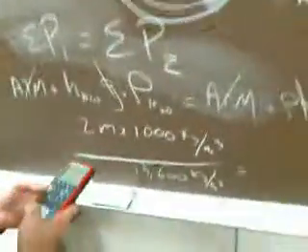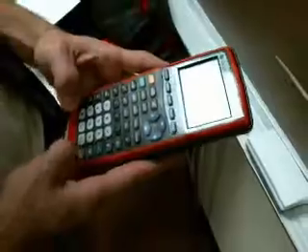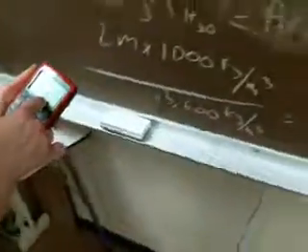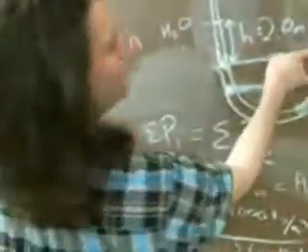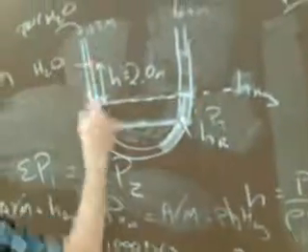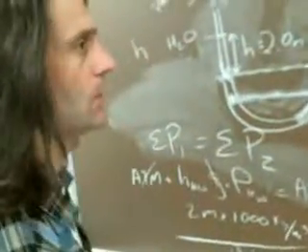All right, so what is this? 2,000 divided by 13,600, which I'm dancing around. 0.147, and that's meters, which is 14, 15-ish centimeters. So 15-ish centimeters of mercury will get you the same amount of pressure as 2 meters of water. Cool?